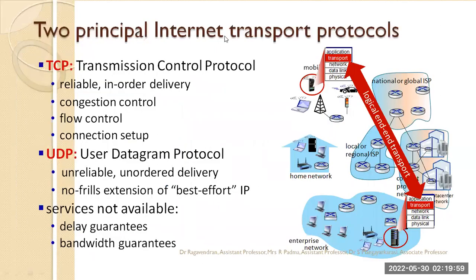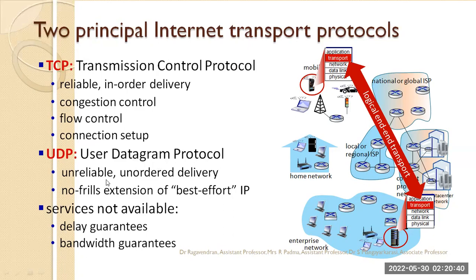There are two principal Internet transport protocols. TCP, Transmission Control Protocol, provides reliable, in-order delivery, congestion control, flow control, and connection setup. When you send information through TCP, it is reliable, and since it is a connection setup, the information will be sent easily.